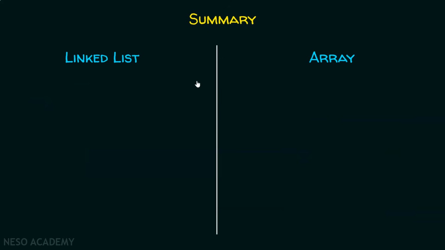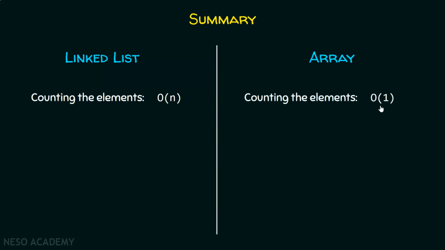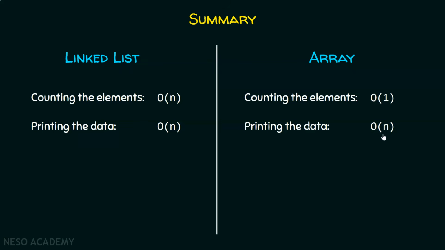So to summarize, in case of linked list, counting the elements takes big O of n time, and in case of array, counting the elements takes big O of 1 time. So array has an advantage here. In case of printing the data, big O of n time will be taken by linked list, and array also takes big O of n time. So here in this case, both of them are having the same time complexity. But in case of counting the elements, we have different time complexities. Array has an advantage over linked list. This is what we should consider here.